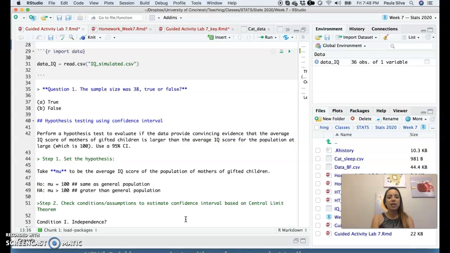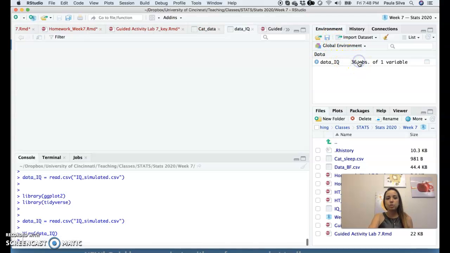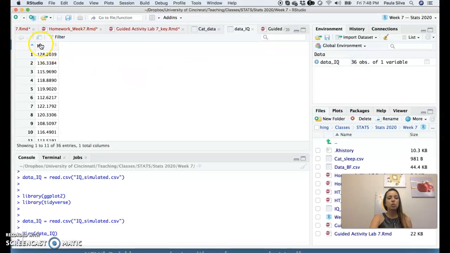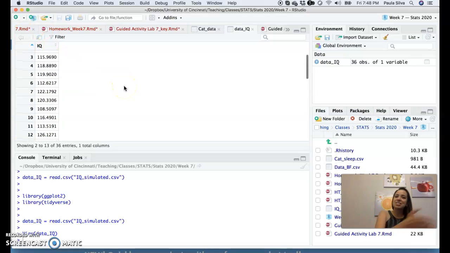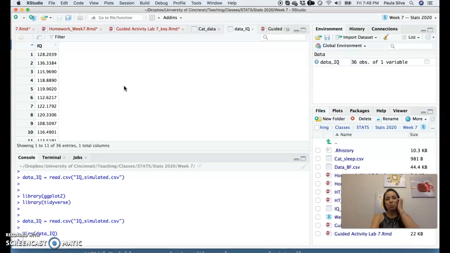The sample size for this data set was 38. True or false? If you're looking at the data here, you can see that there are 36 observations. So if you answered false, you are right. It's always useful to double click on the data set just to take a look at it, and you see that it has only one variable, which is the IQ of the various mothers, the 36 mothers of the 36 gifted children that were recruited.